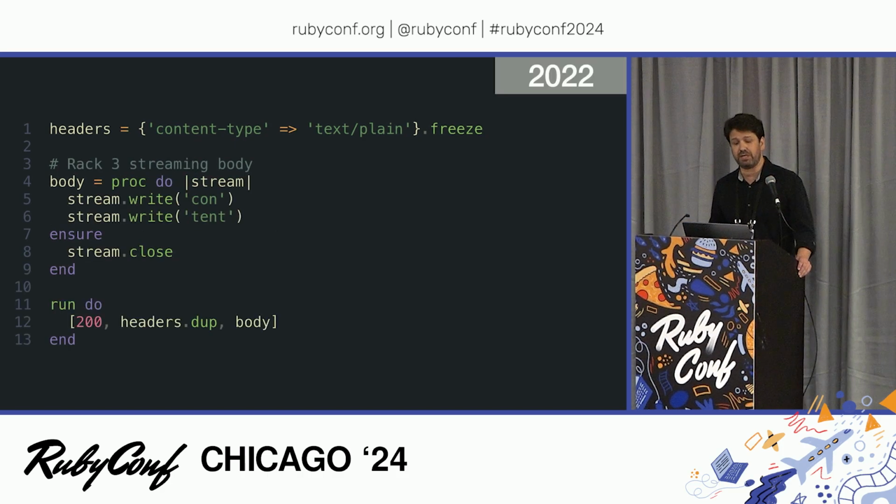But in Rack 3, we got a new streaming style, instead of responding to each. And this gives us something that responds to call. You pass it one argument, which is the stream itself, and then you can write to that stream. You can read from that stream too. So it's bidirectional, very much unlike iterating over each. There's no way to get anything back. And importantly, you can close the stream, which both lets you say we're done, but it also lets you communicate information back to the browser.